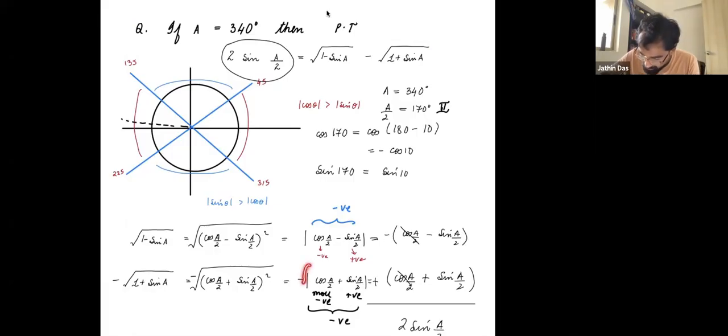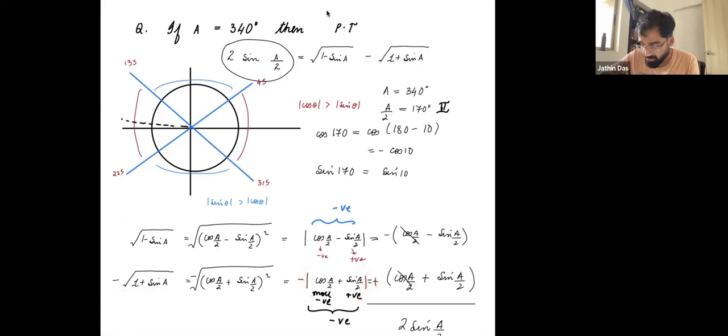But because that whole expression inside the modulus, cos a by 2 plus sin a by 2, is negative, I put a positive here. And that minus, we don't know what is going to happen before opening the mod. After opening the mod, I understood it has a negative sign. So that negative and negative became plus. Before opening the mod, I don't know this negative is this negative. Okay.